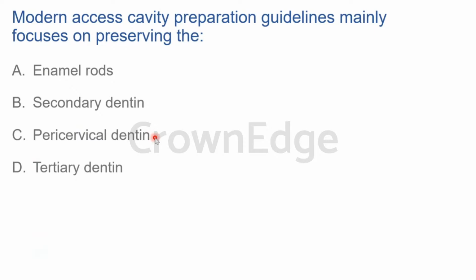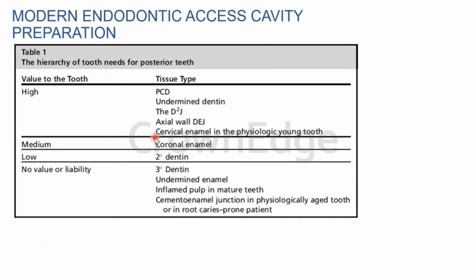All right. So you were right, Jaidev. It is C, that is pericervical dentine. Saransh, again, your last answer was right. Pericervical dentine is crucial for saving the tooth in the long run. The next important is the undermined dentine.